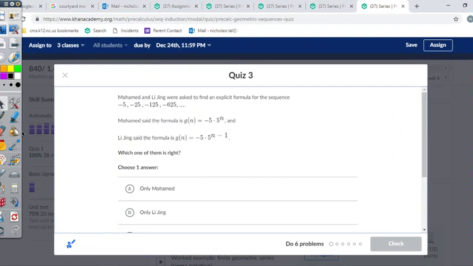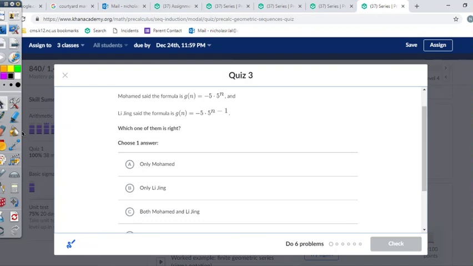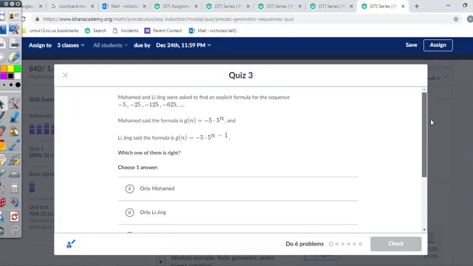Mohammed and Li Jing were asked to find an explicit formula for the sequence. Mohammed said the formula is g of n is equal to negative 5 times 5 to the n, while Li Jing said the formula is g of n is equal to negative 5 times 5 to the n minus 1. Who was right?